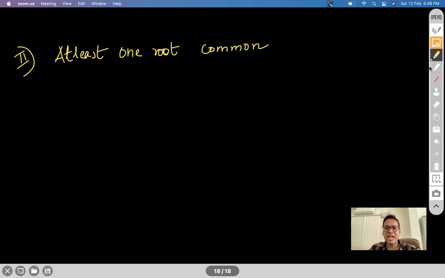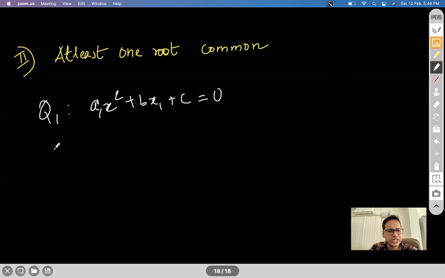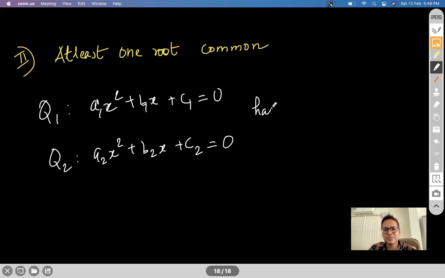Okay. So as of now, let's say this quadratic equation Q1 and this quadratic equation Q2 has one known common root. Let's say has one common root alpha. Okay, there may be more roots also, but I know for sure that one common root is there. And let's say that root is alpha.